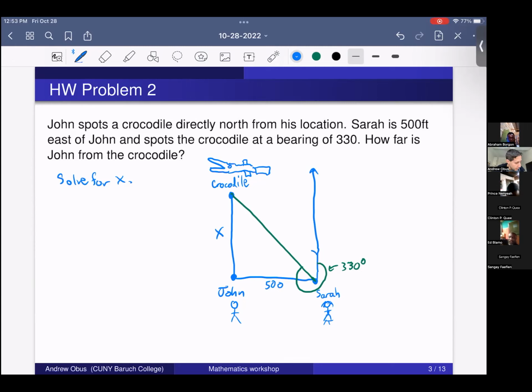Okay, so right at this angle? Yes. And so that angle is going to be exactly 360 degrees minus 330 degrees. And so that's 30 degrees.